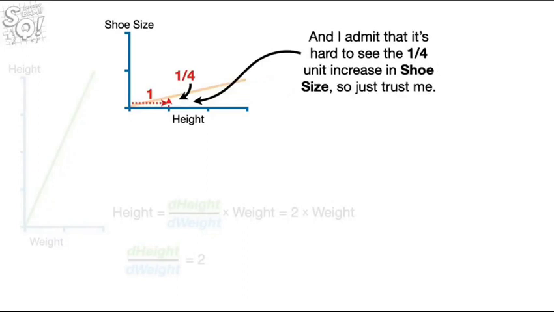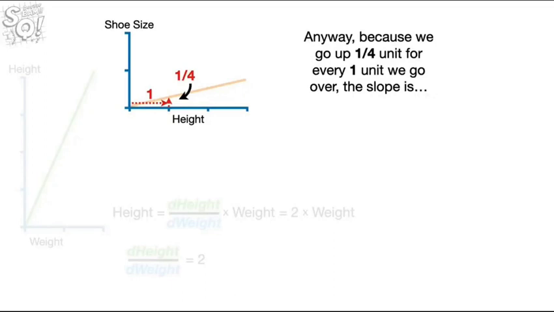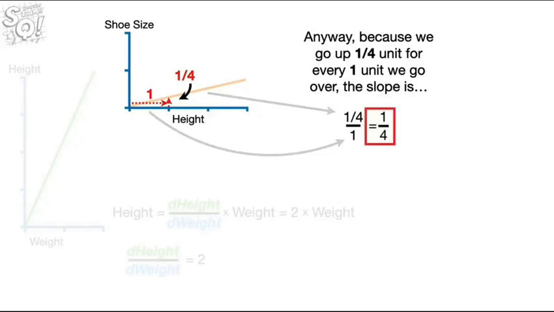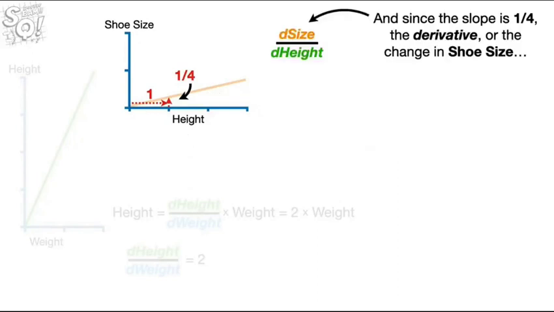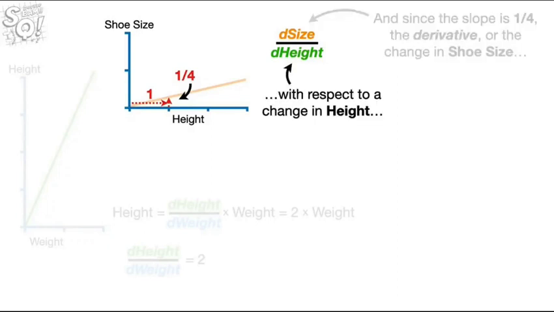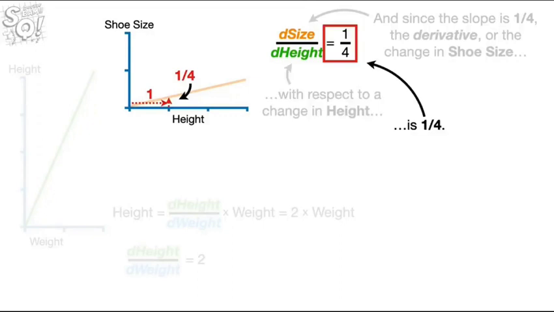And I admit that it's hard to see the 1/4 unit increase in shoe size, so just trust me. Anyway, because we go up 1/4 unit for every 1 unit we go over, the slope is 1/4 divided by 1, which equals 1/4. And since the slope is 1/4, the derivative, or the change in shoe size, with respect to a change in height, is 1/4.